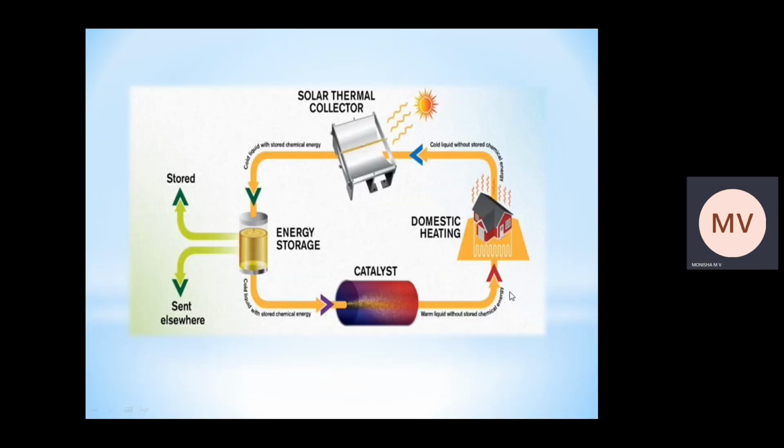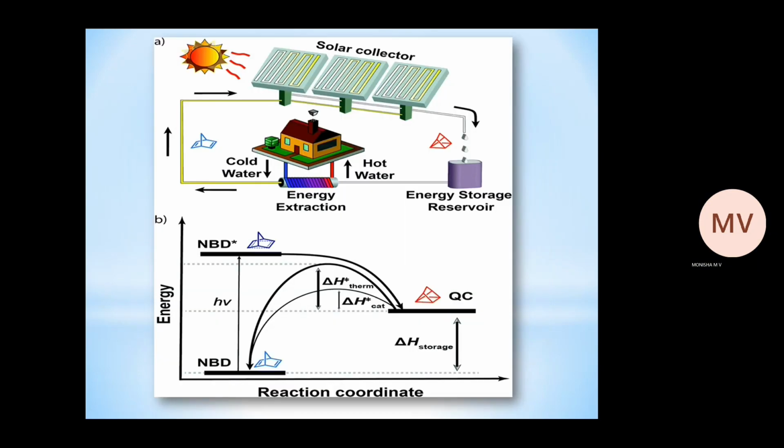This is the demonstration of a solar thermal collector, through which energy storage and domestic heating can be explained. This is the evacuated tube collector, which is in the form of tubes, and is used in the home for domestic uses.